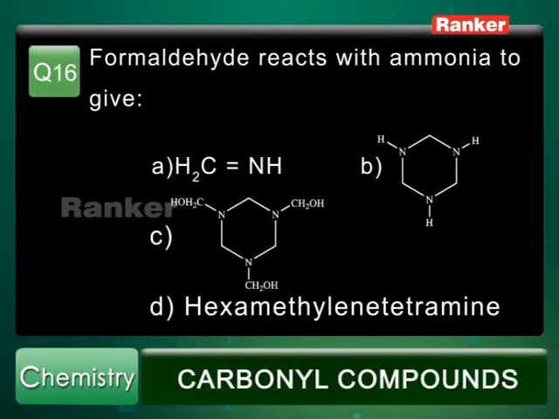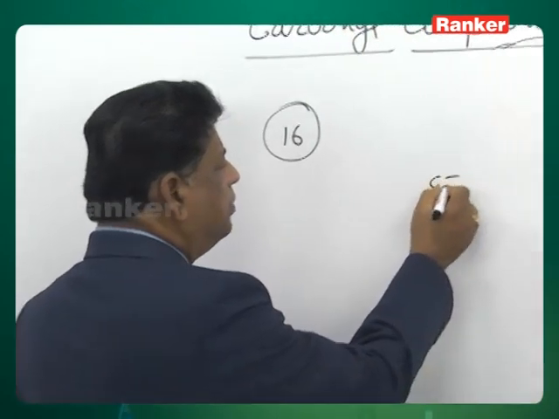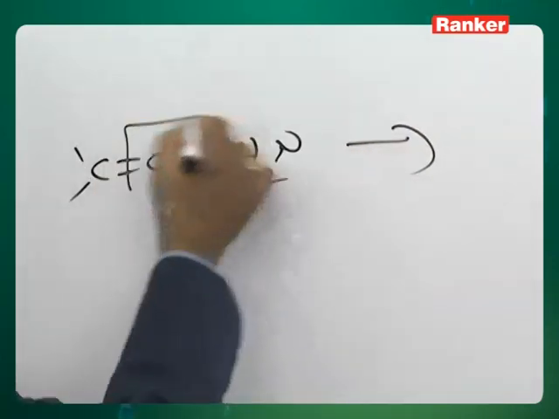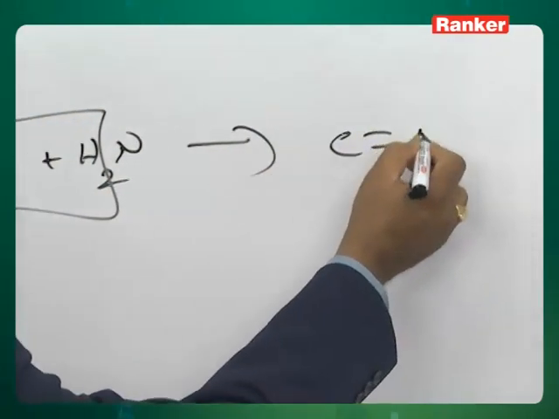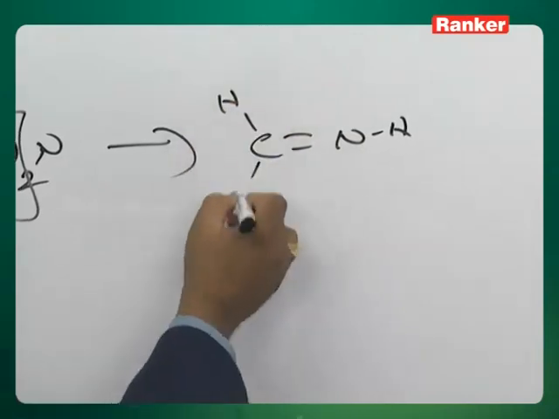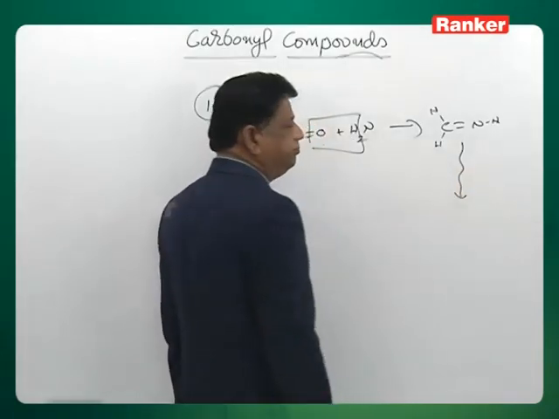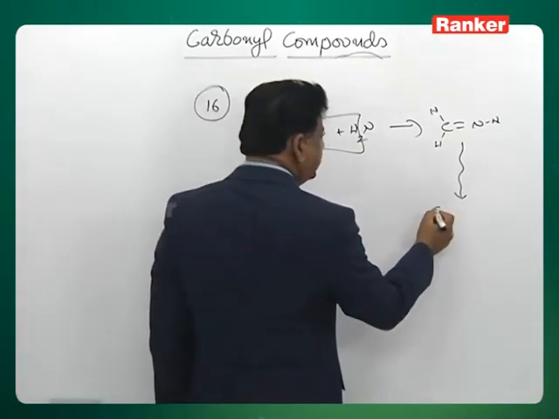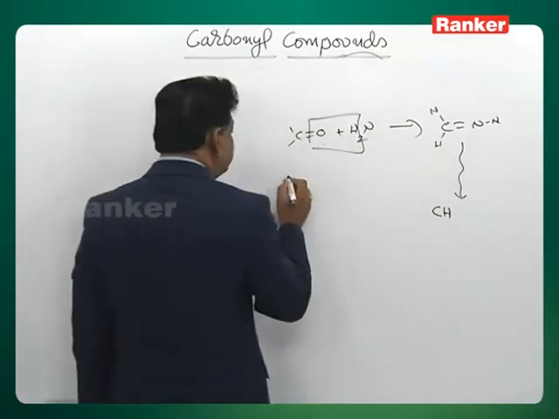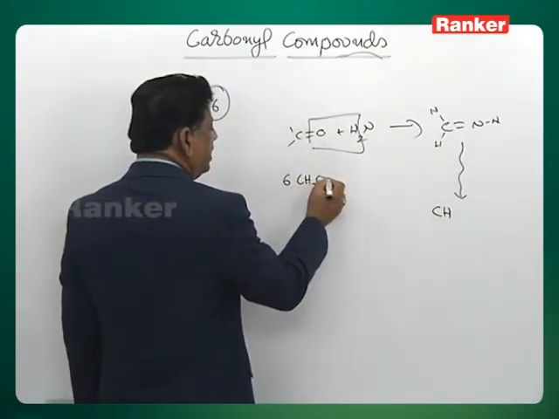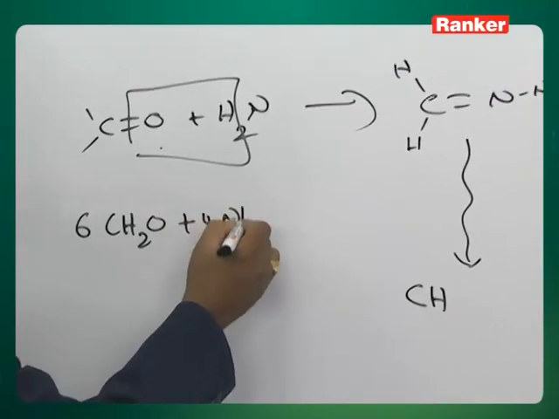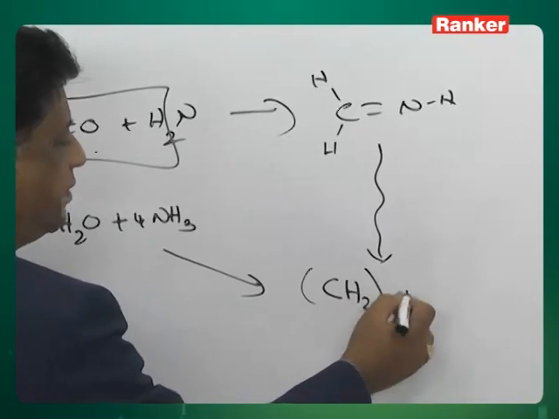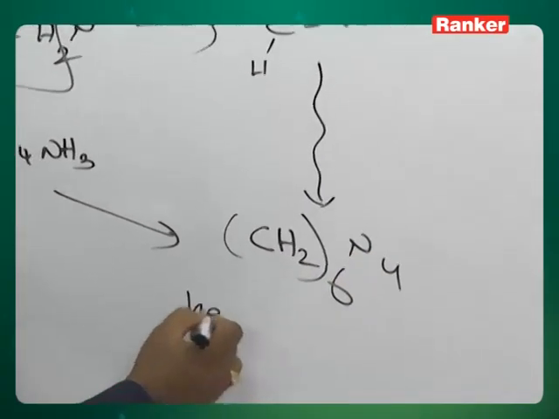Formaldehyde reacts with ammonia. Actually formaldehyde is a very small compound, but with ammonia, in a simple reaction you can write this condensation reaction, and an aldimine is formed. But this leads to a polymerization reaction. It will not stay back, it will go on adding, and finally what you will get is 6 formaldehydes and 4 ammonias participating in this reaction to give CH2 6 times, N 4 times. This is called hexamethylenetetramine.